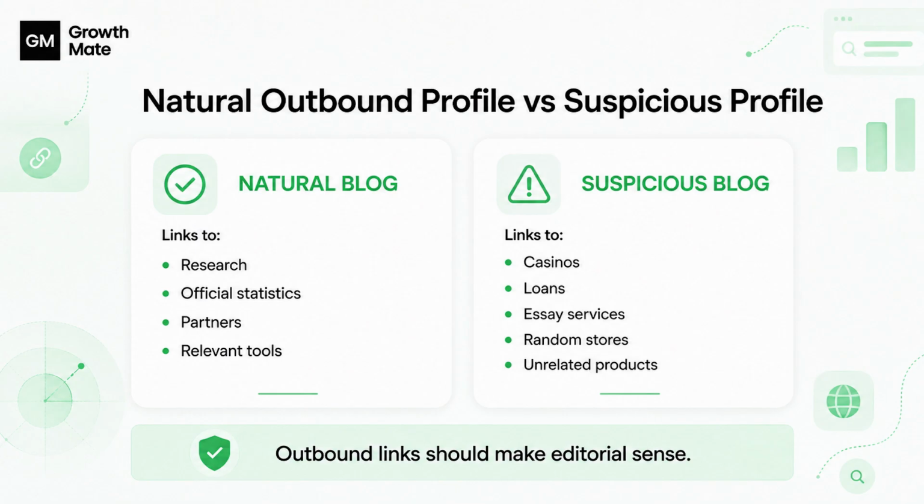Now imagine that the same blog links out to thousands of domains. Among them are casinos, loan websites, SEO services, random stores, and dozens of SaaS products unrelated to the topic of the articles. Every post contains several commercial anchors, and the placement structure repeats almost unchanged. In that situation, a large number of linked domains no longer looks like normal editorial behavior. It may indicate that the blog is being used primarily to sell or exchange links.